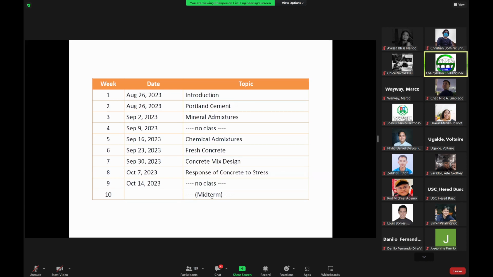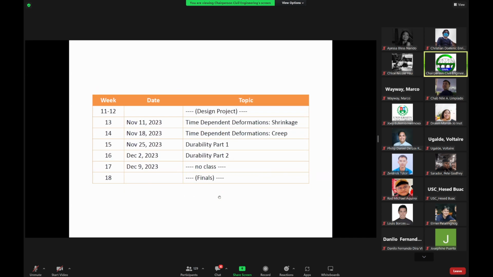By the way, this midterm week is somewhere October 16 to 21. The actual date I will announce to you the closer we get. I'll let you know the exact date, time, and place for the midterm exam. This midterm exam is face-to-face, as well as your final exam. The finals week is around December 11 to 15, so somewhere there. Again, the exact date, time, and place will be announced to you the closer we are to that date.